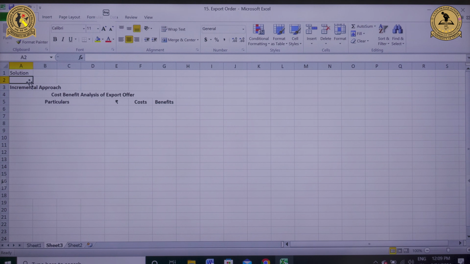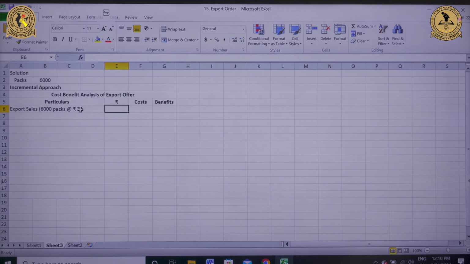So in this numerical, the packs are 6,000. So we are doing the cost benefit analysis of this export order. The first element is export sales. It's given that there are 6,000 packs at a rate of Rs 30.